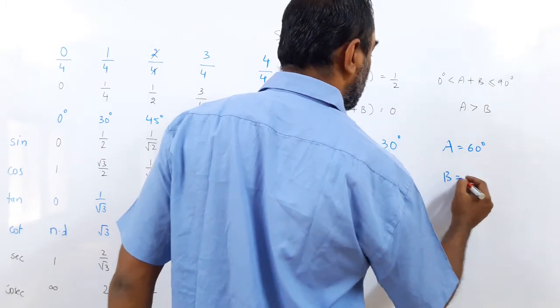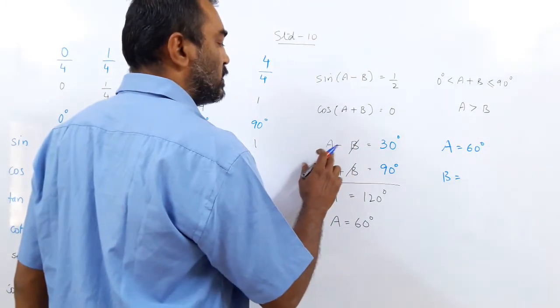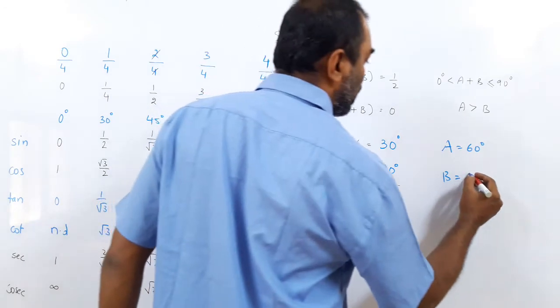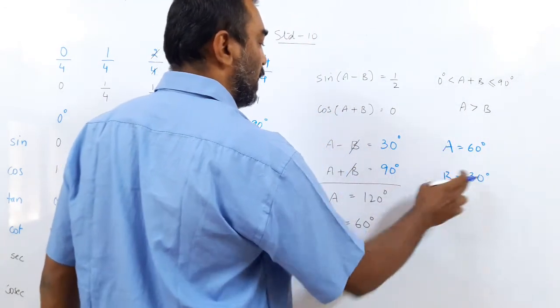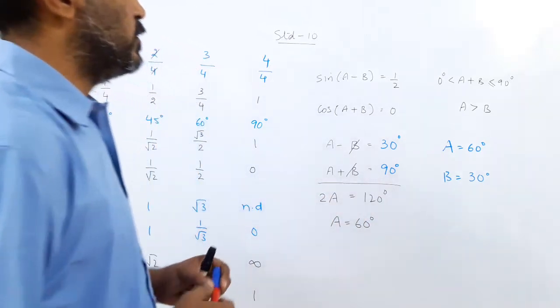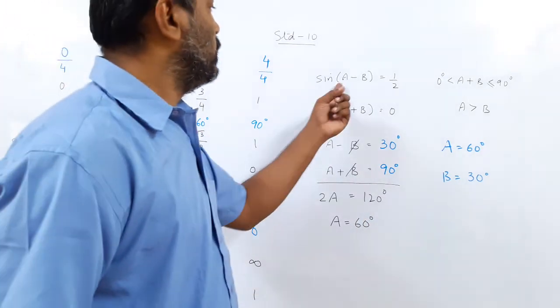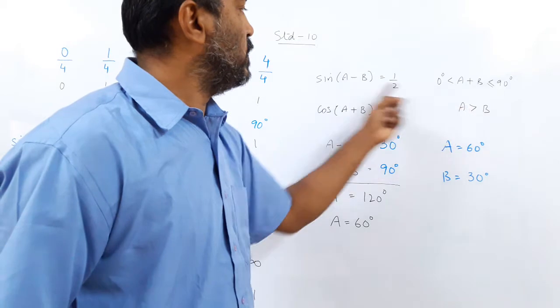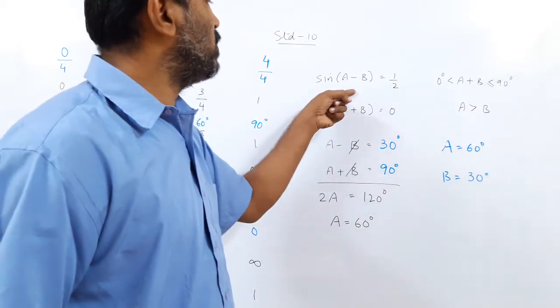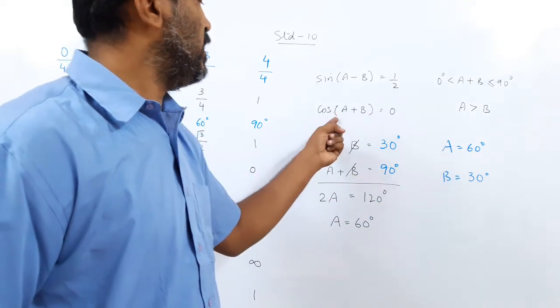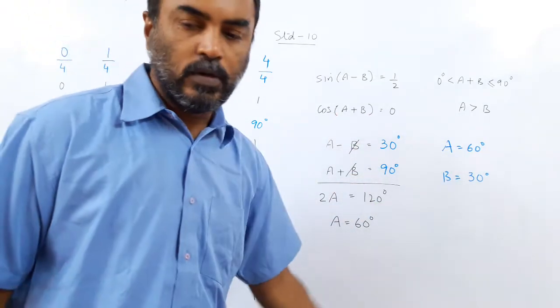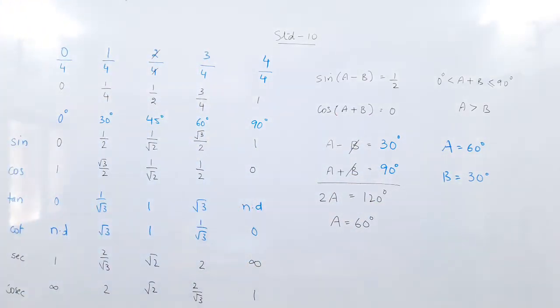Now B is equal to 60 minus 30, so B will naturally get 30 degrees. You see, 60 minus 30 is 30 and 60 plus 30 is 90. So A is 60 and B is 30. A is greater than B, so A minus B is 60 minus 30, which is 30, and sine 30 is half. A plus B is 60 plus 30, which is 90, so cos 90 is 0. So based on this condition also, we can easily find the answer.